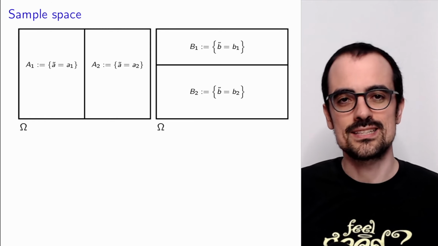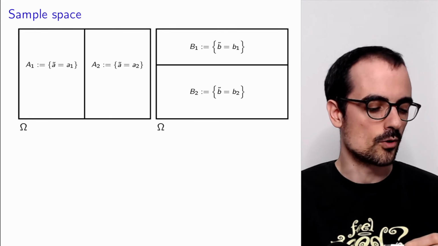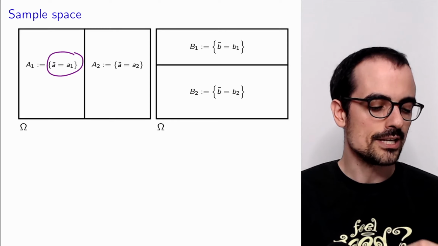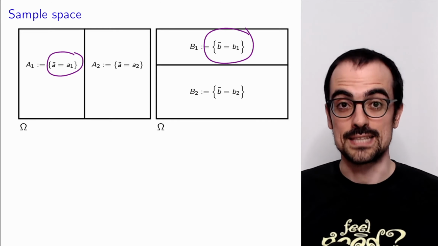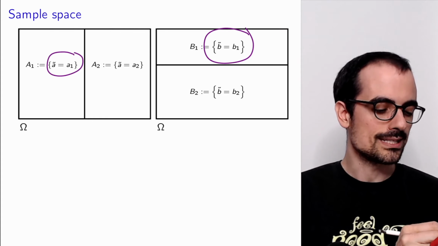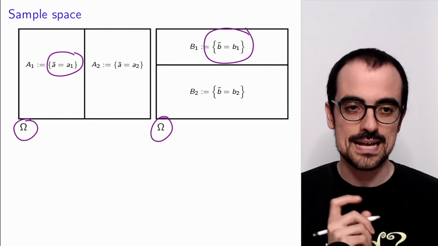So what we're going to be interested in is events of the form A is equal to a particular value and B is also equal to a particular value at the same time. So what am I showing you here? I'm showing you the sample space. This is the same sample space.